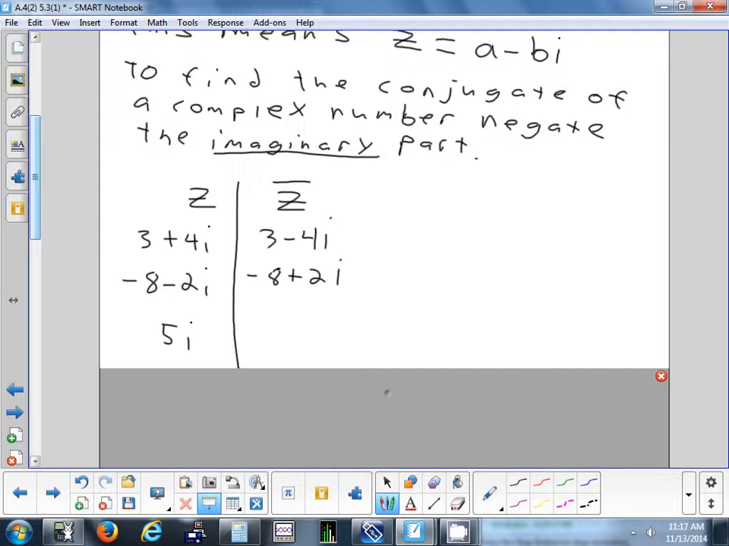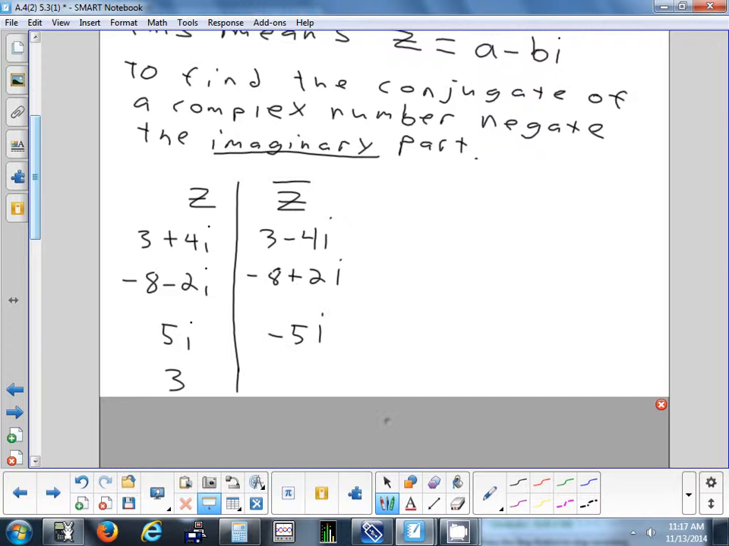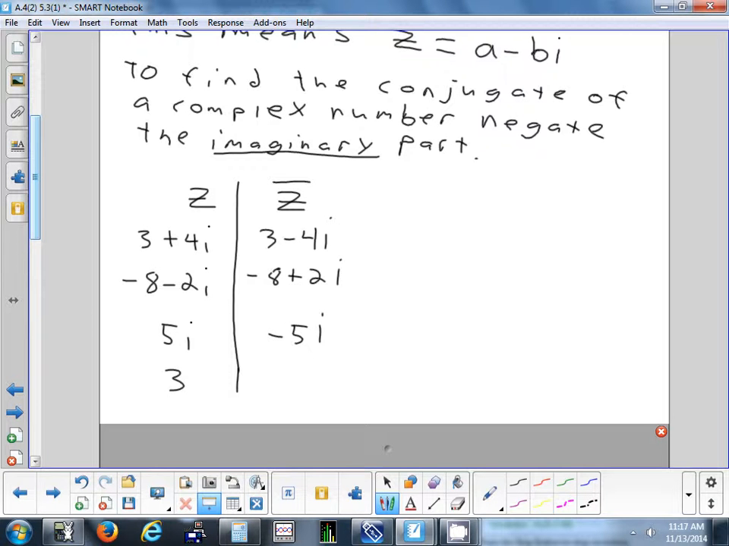How about 5i? Negative 5i. And 3? 3 stays the same. You could think of 3 like this: 3 plus no imaginary part. When you negate it, the imaginary part becomes 3 minus 0i. Well, plus 0 or minus 0, same thing. Stays 3. Okay, any question on finding a conjugate? Pretty straightforward.